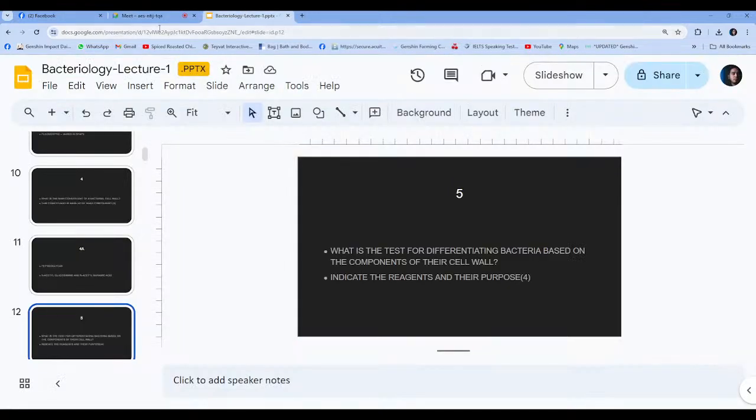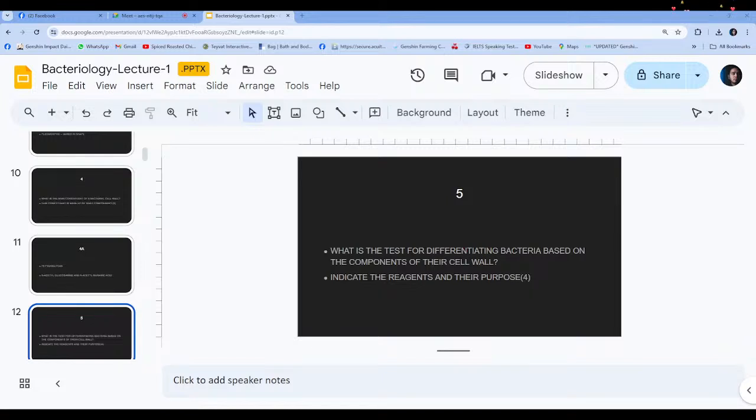Assalamualaikum. Crystal violet, sir. Okay. Crystal violet po. Okay. As primary stain. What's the test first? Gram staining. Okay, very good. Chill ka lang. Okay. Continue na tayo. Reagents. Let's start with number 1, crystal violet.